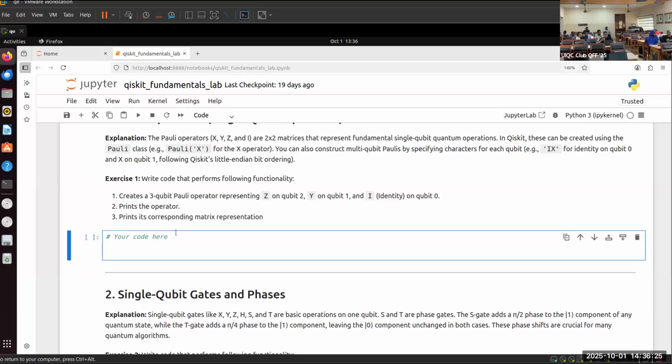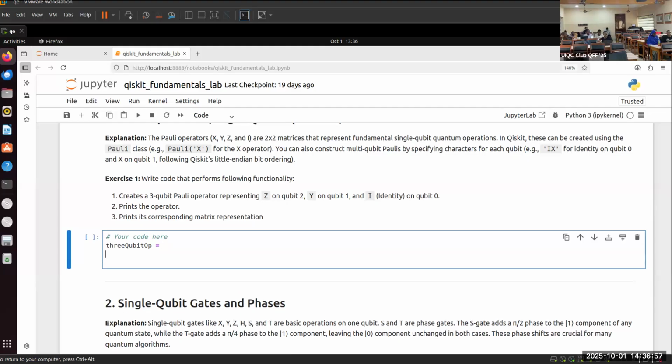So maybe you understand what to do. If you do, then you can say, I'm to create a 3-qubit Pauli operator. Maybe I'll call it 3-qubit Pauli operator, then I say it equals to something. If you understand the exercise, this is how you start. So you want to define the operator, you write it out, you give it definition, then you have to print the operator.